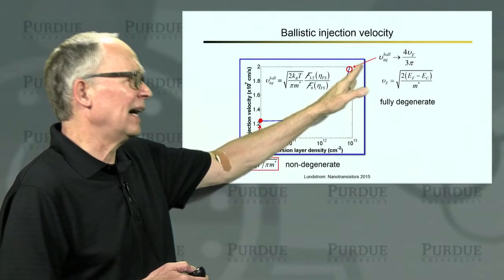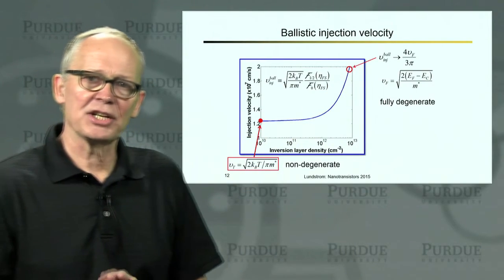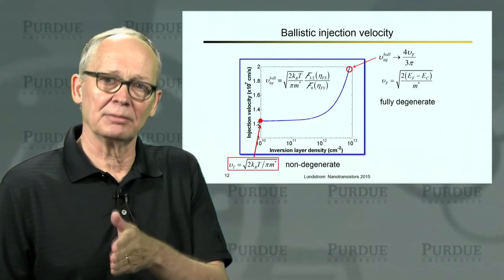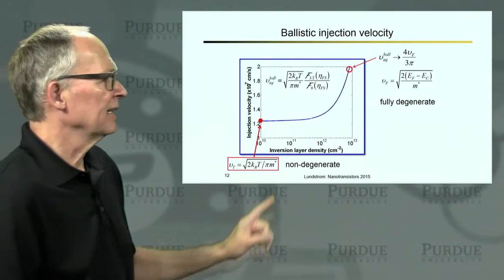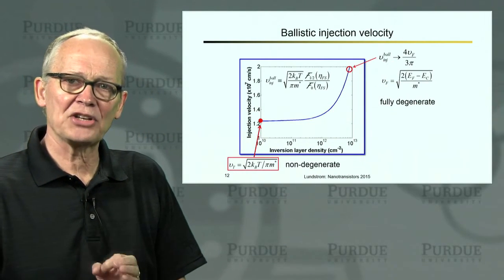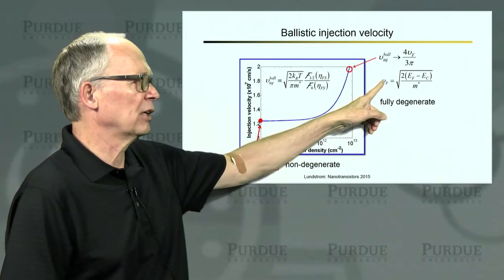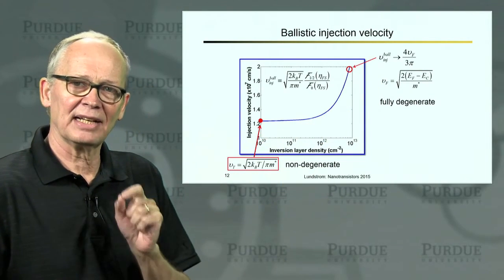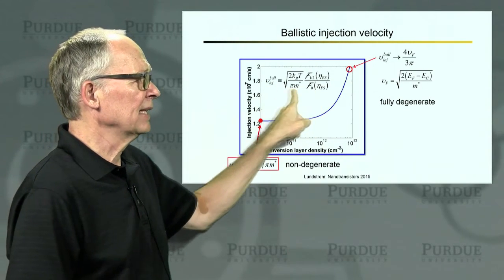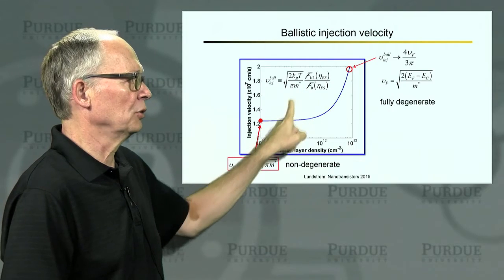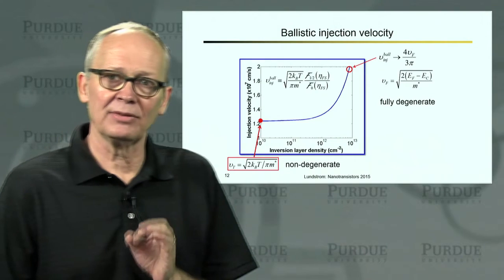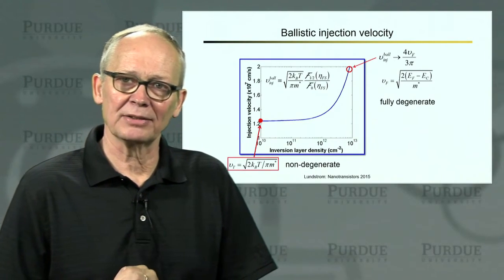If I go even a little higher than that, I would be at the fully degenerate limit, where all of the states below the Fermi level could be considered filled, all the states above could be considered empty, and then it's easy to work out the ballistic injection velocity. It is just some fraction of the Fermi velocity. And you'll recall that the Fermi velocity is the velocity of electrons at the Fermi energy. In between, it's given by this expression which goes smoothly between those two limits and depends on where the Fermi level is located with respect to the top of the barrier.